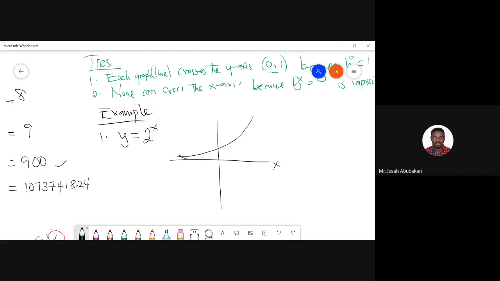We know this is the x-axis, right? And this is the y-axis. There's no way this can reach the x-axis. It will never reach the x-axis. Please, is that okay? Never. So this becomes y equal to 2 exponent x. After this, we will try to draw tables to explain this one.